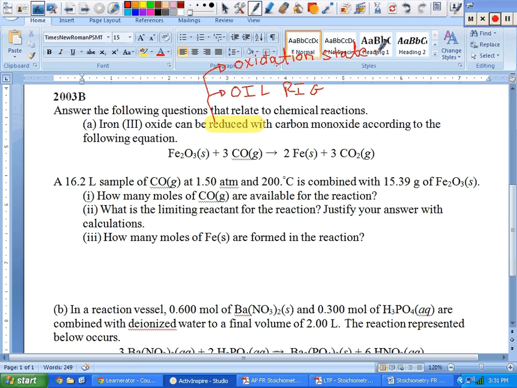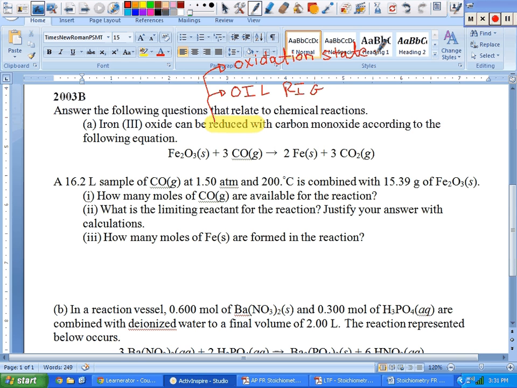Remember, reduced. What does OIL RIG mean? Oil is oxidation is a loss. Yes. Reduction is a gain. Okay. So what we're going to do is reduce the iron 3 oxide with carbon monoxide. And what it's talking about is oxidation states. Real quick, just throwing this at you.